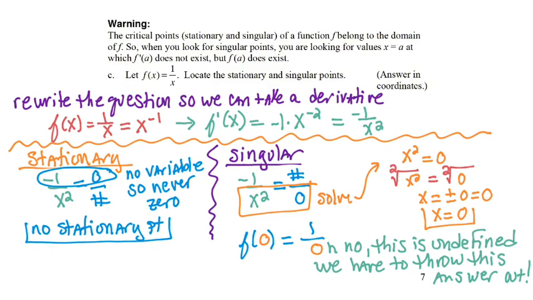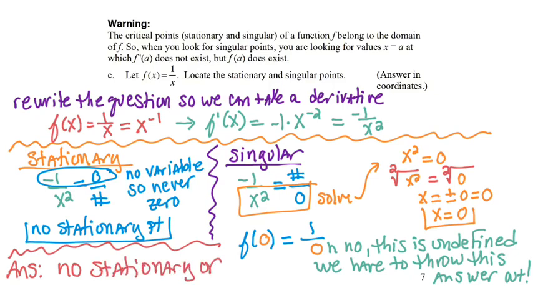So actually it's not a critical value. I found a candidate, but it technically was not on the graph. So since it's not in the domain, it's not a critical value. And for this particular problem, there were no stationary or singular points.